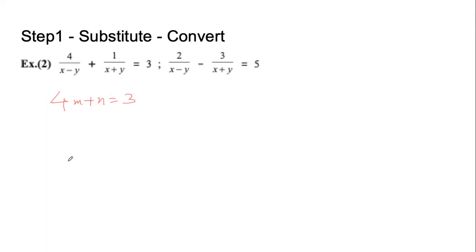Next, let's go to the next equation. 2m minus 3n equals to 5. Chand, both answers are correct. Khadija, your answers are correct. Chanda, your answers are also correct. Very, very good. Please first write it in your notebooks.